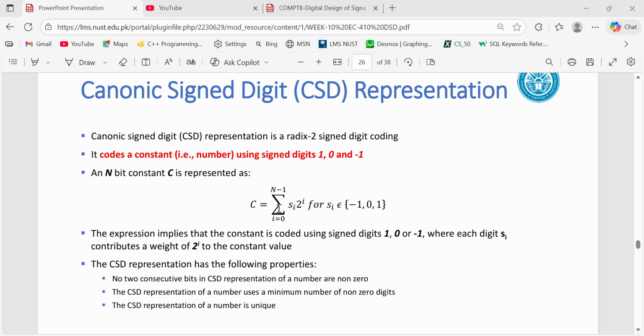Hello friends, in this video we are going to learn about the canonic signed digit representation.